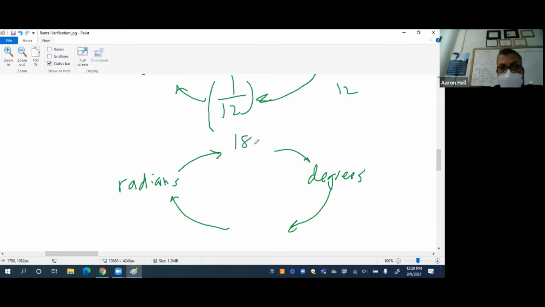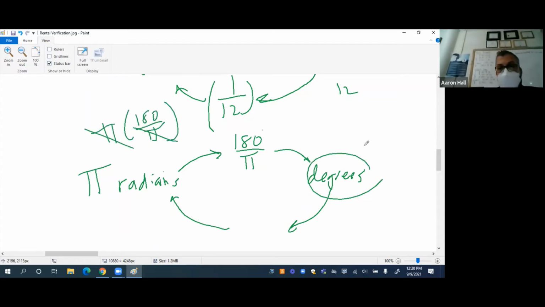Yeah, 180 over pi radians. Yep. So I have something like pi, and I want to convert pi to degrees. I multiply pi by 180 degrees over pi. These cancel out, giving me 180 degrees. That's how it works. So what would be my other conversion going from degrees to radians?